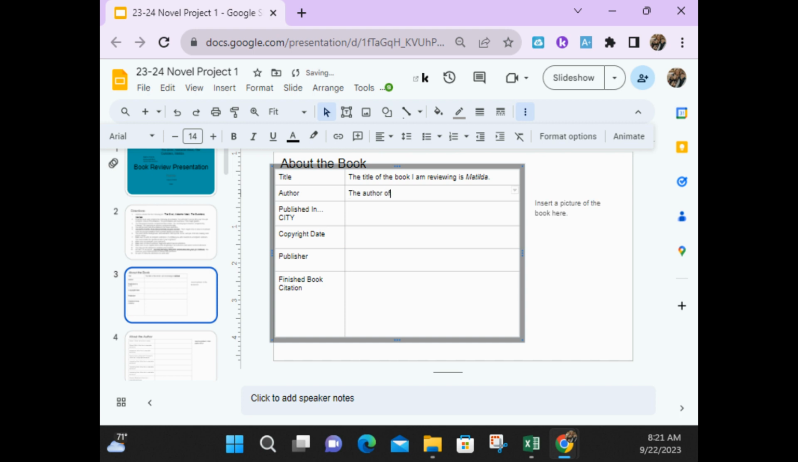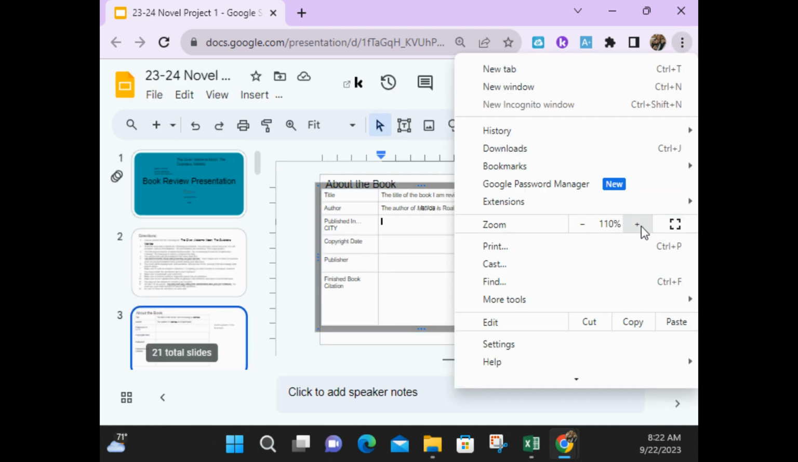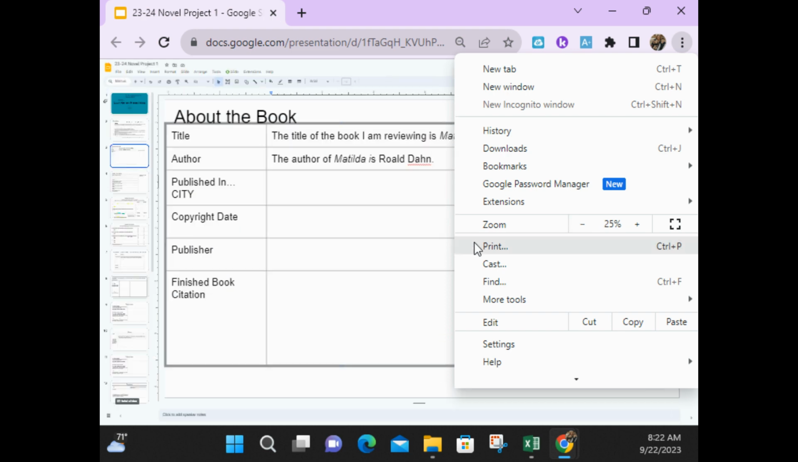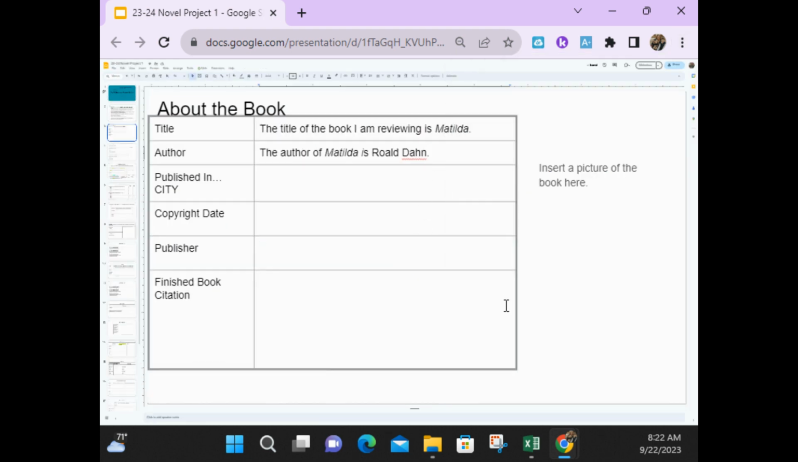The author of Matilda is Roald Dahl. Now, what do I need to do to Matilda? Italicize it. Okay. I really cannot see back here. Oh, that is not what I wanted to do.